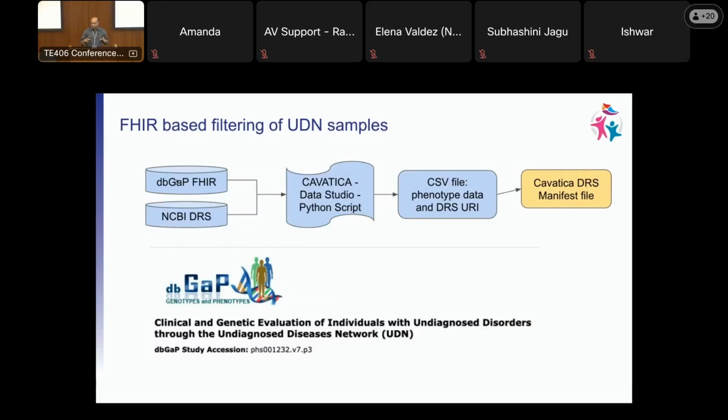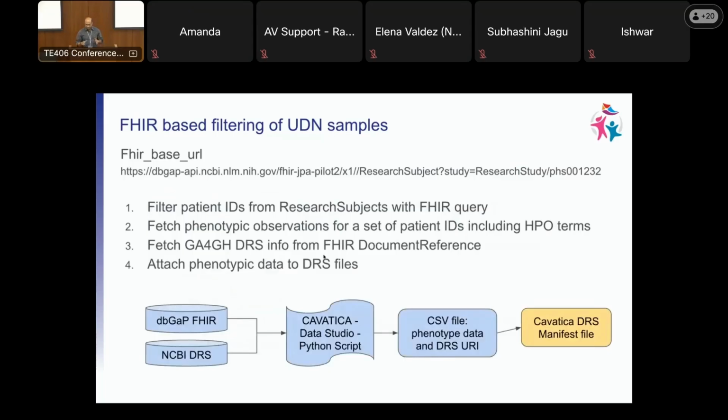So starting with accessing dbGaP FHIR, which is a controlled FHIR resource, which is a very unique thing about dbGaP FHIR, you get that information using your RAS passport, using a task-specific token. Then once you're connected to dbGaP FHIR, you run that query and filter down the patients. So that's the base FHIR URL for the UDN study.